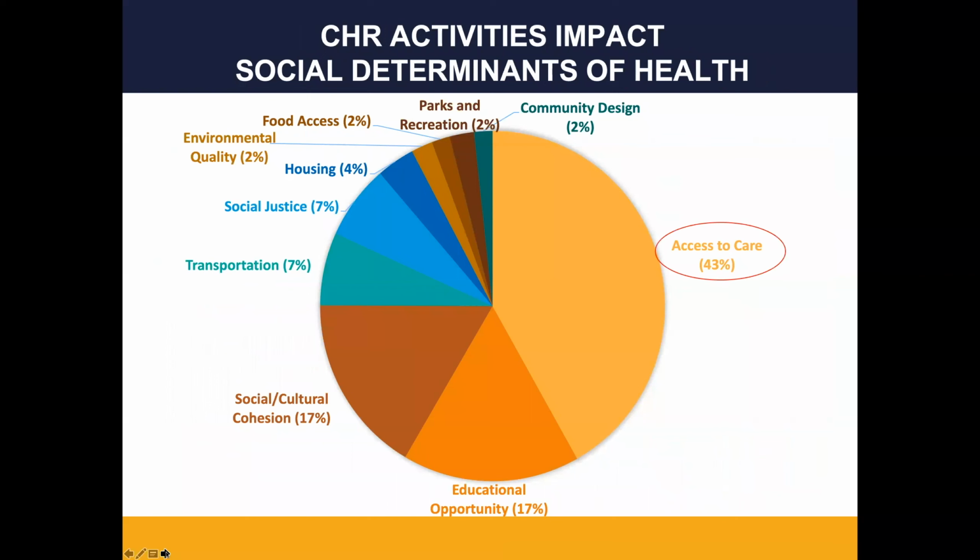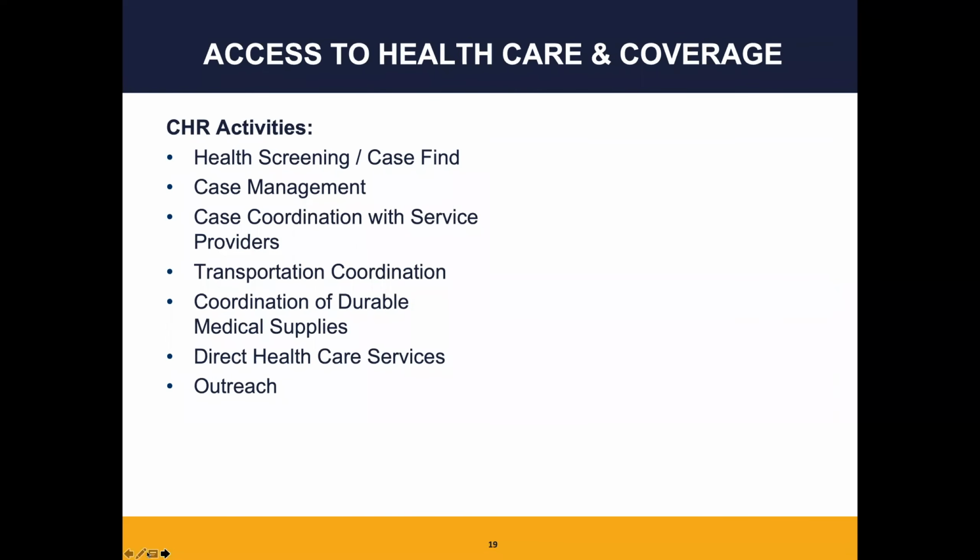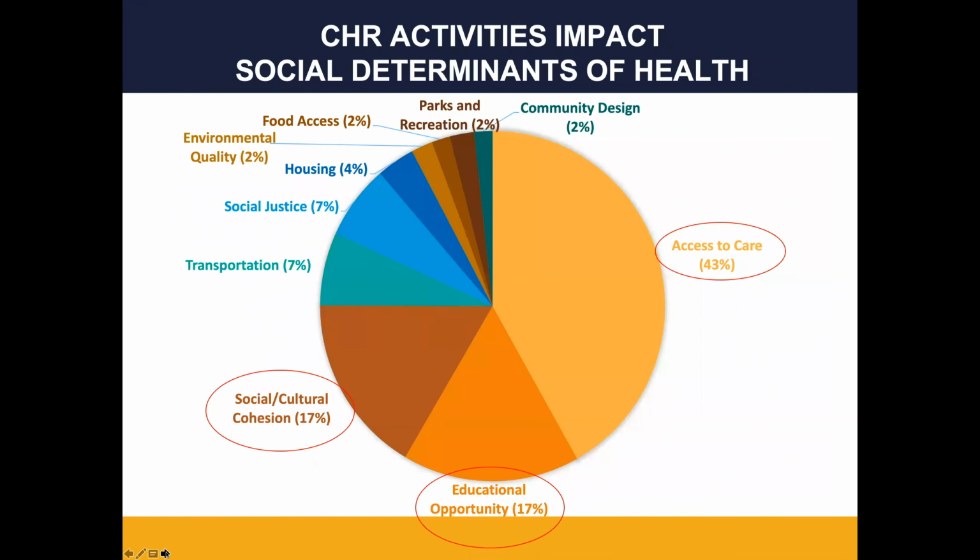So we used the Vitalist Foundation elements of a healthy community wheel that you saw in the previous slide to analyze CHR scope of practice and learned that upwards of 40% of CHR scopes of practice focus on the social determinant of access to care, and nearly 20% focus on generating educational opportunities and social and cultural cohesion, among many other determinants of health that you can see here on the pie chart.